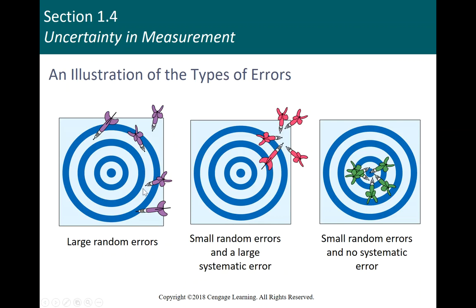The bullseye on the far left shows large random errors. The bullseye on the right, those are small random errors, but a large systematic error because it's not equal to the exact value. And then the last one shows, because they're not all exactly the same value, small random errors, but no systematic error because they are close to the value and not either all high or too low.